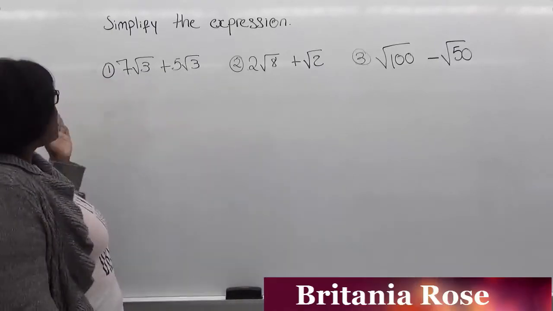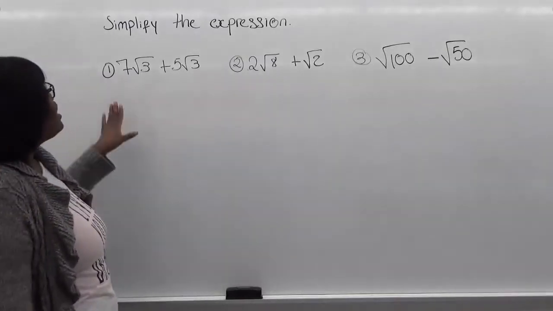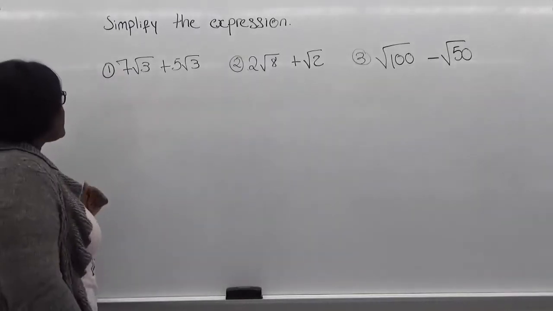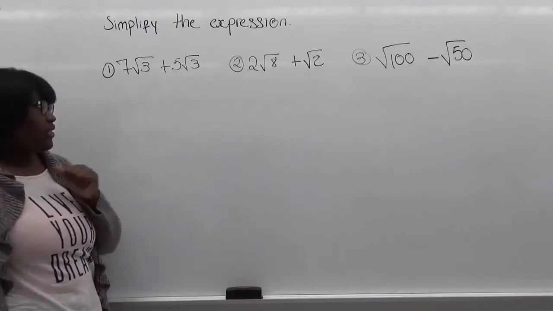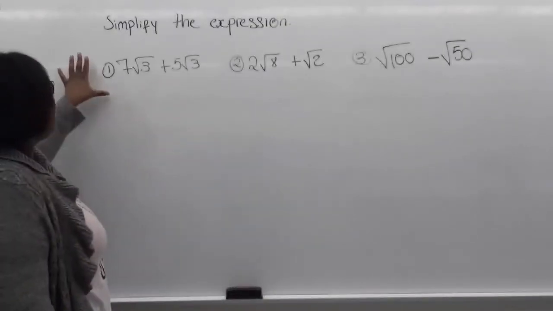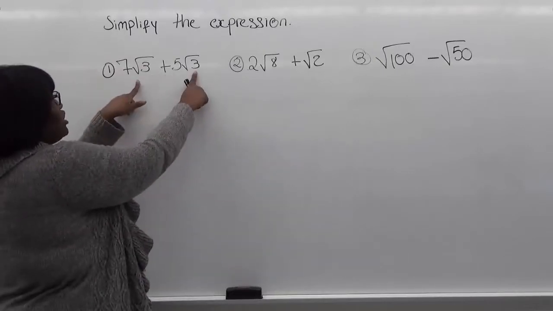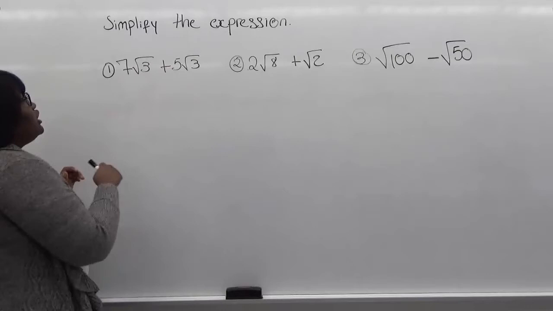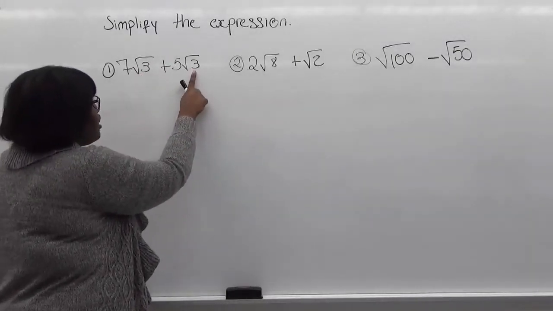We're going to do the quiz for simplifying addition and subtraction of square roots. So for this first question, we have 7 times the square root of 3 plus 5 times the square root of 3. Now, when we add radicals, we have to look at the numbers underneath the square root. So as you can see, we have radical 3 here and we have radical 3 here.